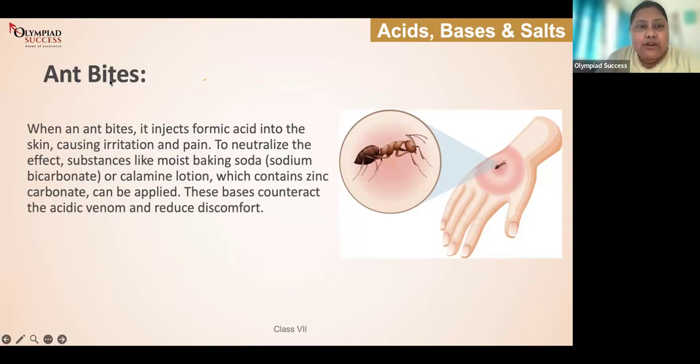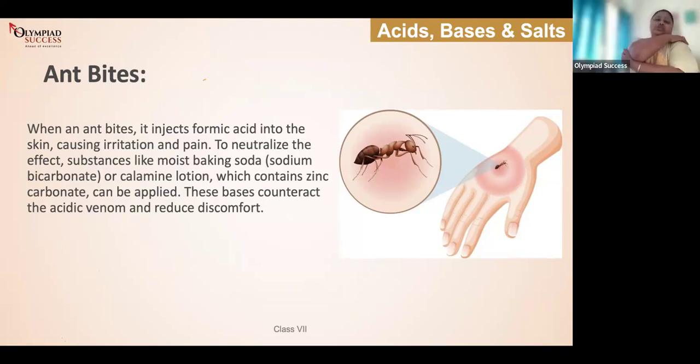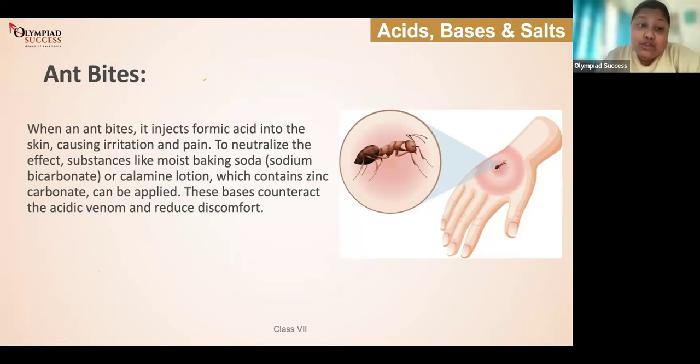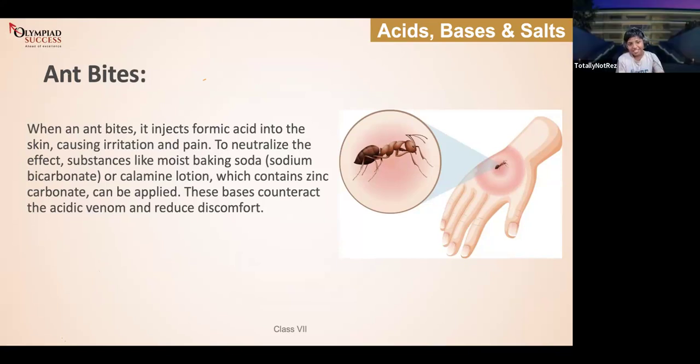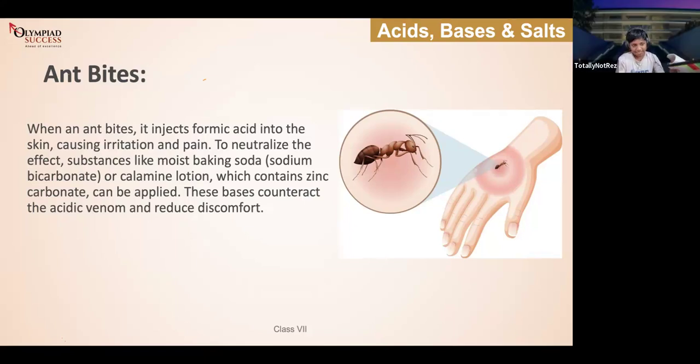Now, moving on to the next implication, the ant bite. You know that an ant bite has acid in it. It is formic acid. So when formic acid goes inside your skin, it is going to cause some kind of irritation and redness. To get relief, what will you do?